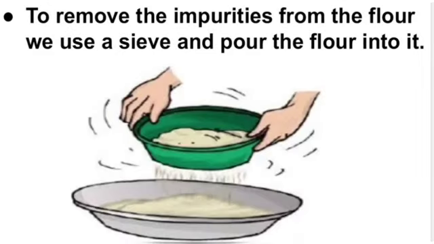For example, to remove the impurities from the flour, we use a sieve and pour the flour into it. We know that the flour particles are very small, so they can pass through the small holes of the sieve, and the larger size impurities remain on the sieve. So in this way we can separate the two components of a mixture.